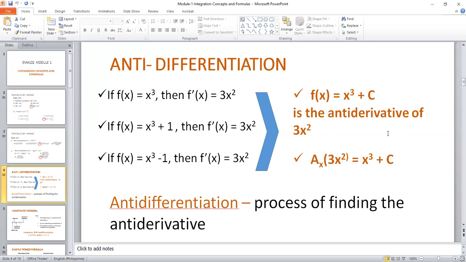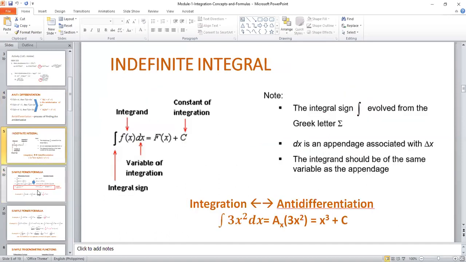So this expression here, you can find this in other textbooks, not in standard books. This would mean that the 3x squared is the antiderivative of this particular expression, x cubed plus c. So antidifferentiation is the process of finding the antiderivative. Or shall I say, as I've said already, we call it the process of integration. Okay? Now we go to the indefinite integral.